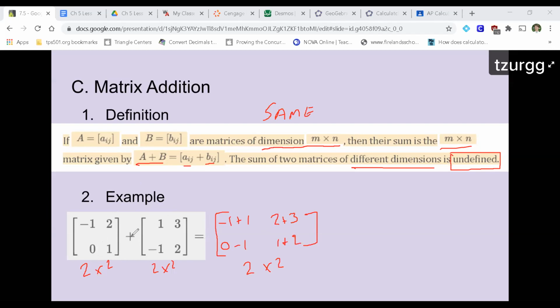If this was a subtraction symbol, it would work the same way. I would just put minus signs in place of all these, which I guess would make this one a positive. You just subtract the corresponding elements instead. So that equals -1 plus 1 is 0. 2 plus 3 is 5. 0 minus 1 is -1. 1 plus 2 is 3. So this is A plus B.